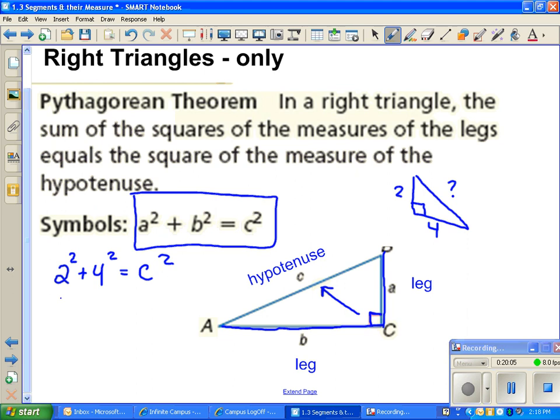2 squared is? 4 squared is? What's 4 plus 16? 20. Do you remember how to get rid of a square from algebra?